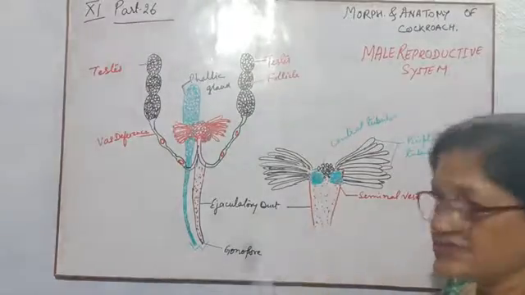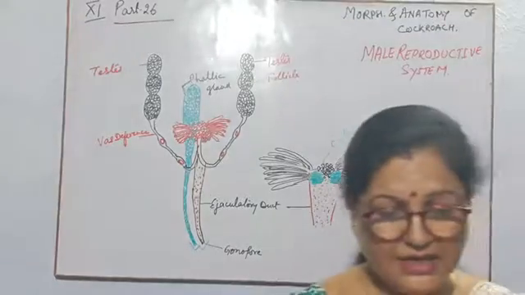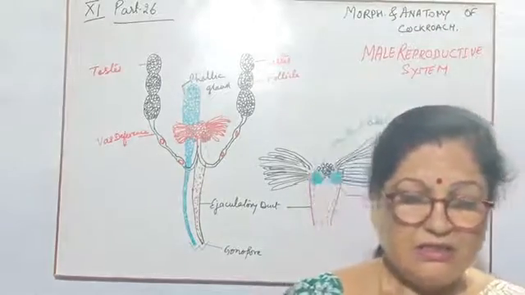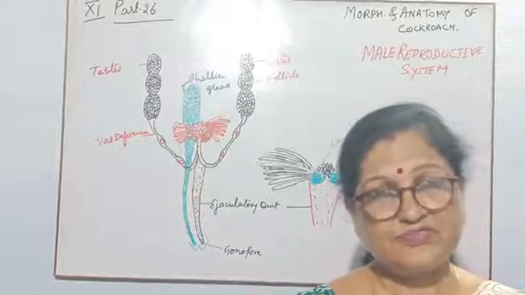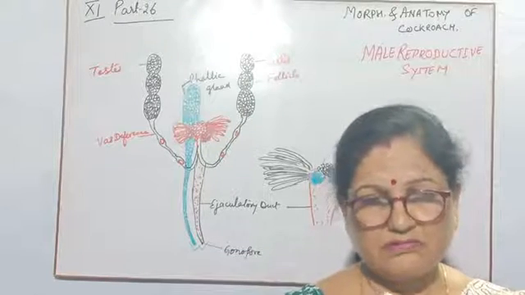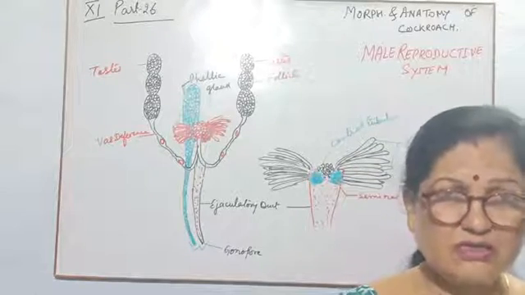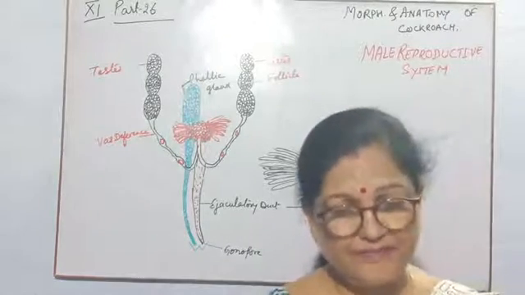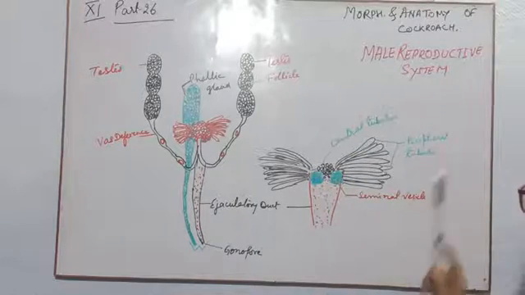There are some diverticula. Diverticula means that the Nutricular gland has some finger-like projections, or maybe globular ones. These are known as diverticula. So these are the three types of diverticula they have.